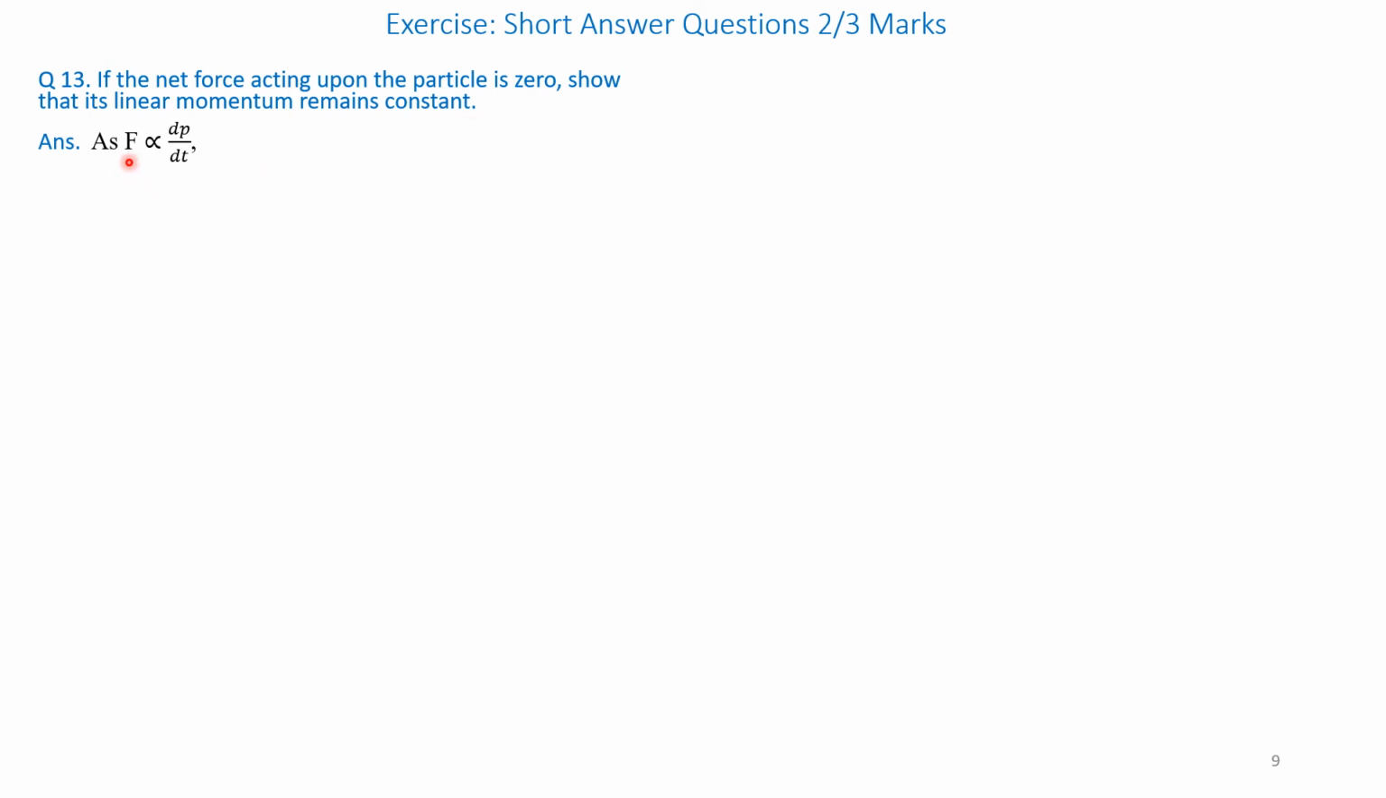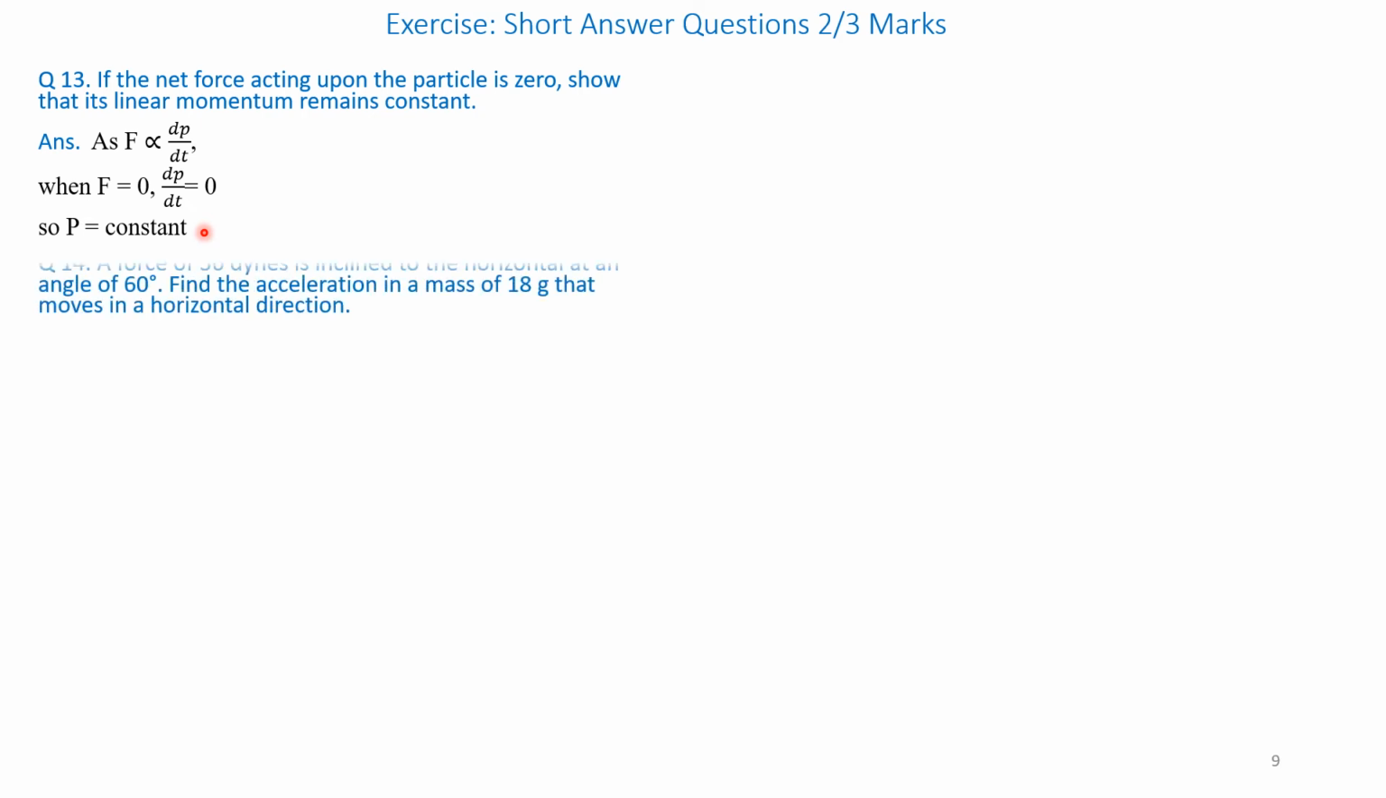As force is proportional to dp by dt, that is, the change of momentum, when F is equal to 0, dp by dt is 0. Therefore, p should be constant. Hence, linear momentum remains constant if the force upon a particle is 0.